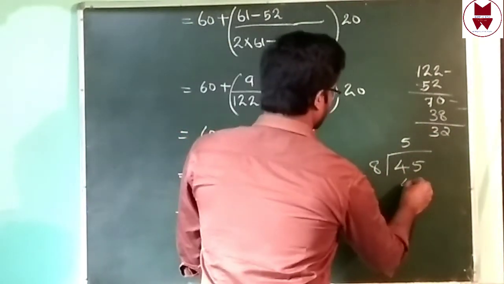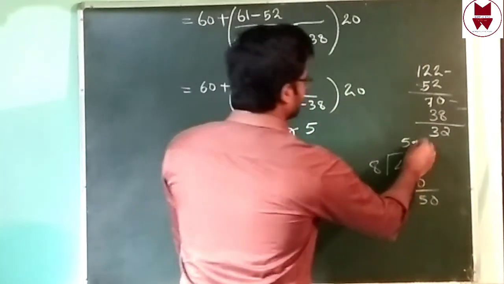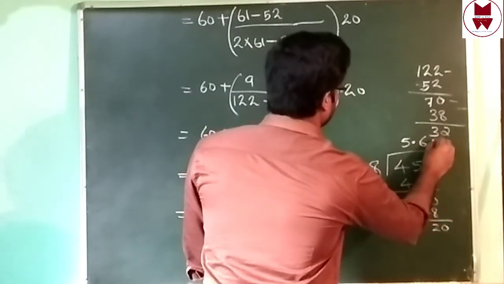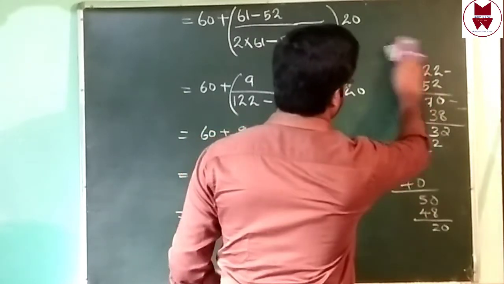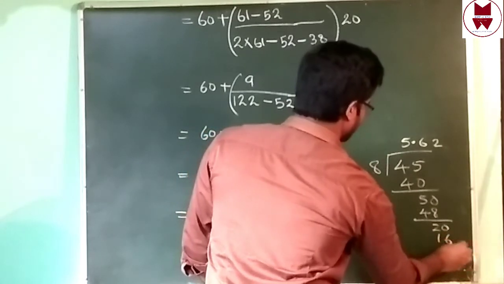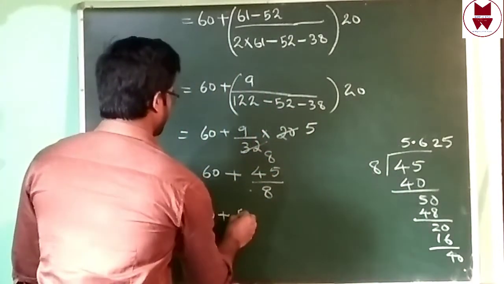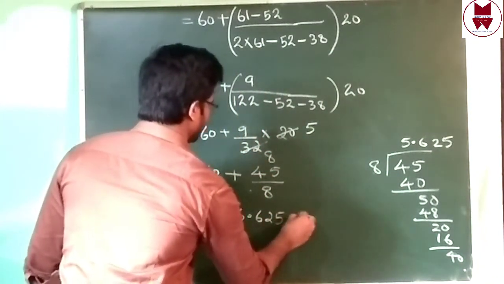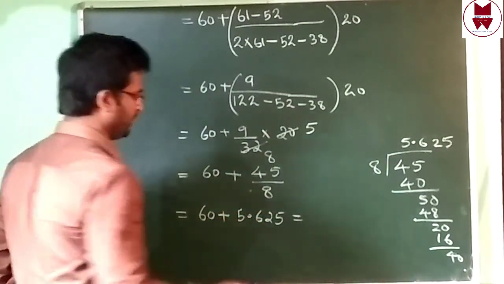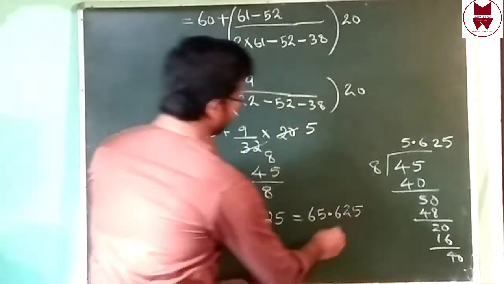5 into 8, 40. 5, add 0, 1 point. In 50, how many times 8? 6. 48, then 2, 0. In 20, 2 times. 2 times 2 into 8, 16, and 40 in 4, 40. 5.625 equal to 60 plus 5.625. That means 60 plus 5, 65.625. That is our answer.